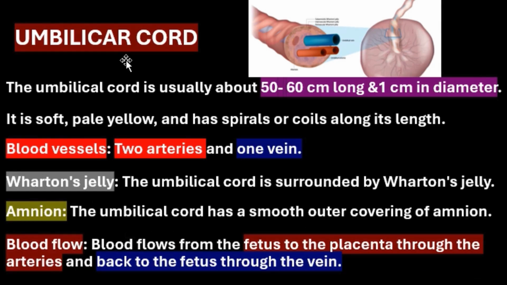So let us see the peculiarities of the umbilical cord. Umbilical cord is usually about 50 to 60 centimeters long and 1 centimeter in diameter. It is soft, pale yellow and has a spiral or coil along its length. It will coil. Blood vessels are two arteries and one vein. You can see these two arteries, one vein. Wharton's jelly. Umbilical cord is surrounded by Wharton's jelly. Amnion. The umbilical cord has a smooth outer covering of amnion. Blood flow is from the fetus to the placenta through arteries and back to the fetus through the vein.